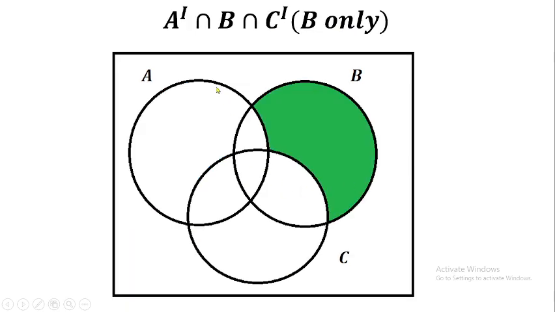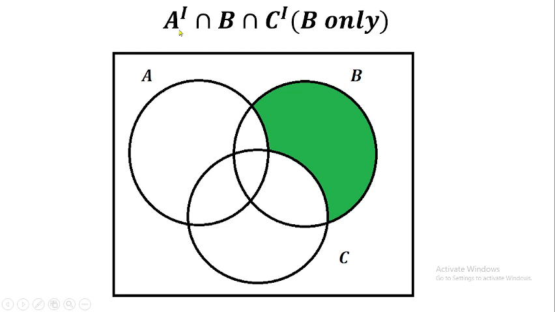Let's see another one. This place that is colored green, what does it represent? It represents B only, elements in set B only. Remove set A. Remove set what? C. Then what do you have left? You have this place left. That is B only now, elements in set B only. After you have removed this place, this place, and this place, whatever you have left in B is B only.